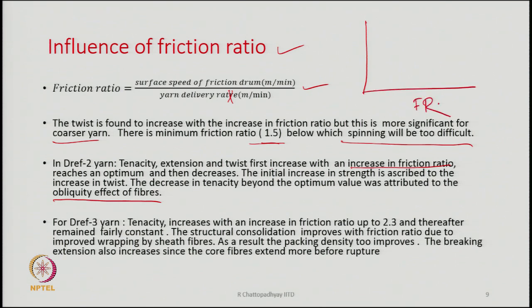typically friction ratio versus tenacity, let us see. For drape 2 yarn, we may get a curve something like this, a typical twist strength curve. For drape 3 yarn, we will get a curve something like this. So, this is for drape 3, this is for drape 2.